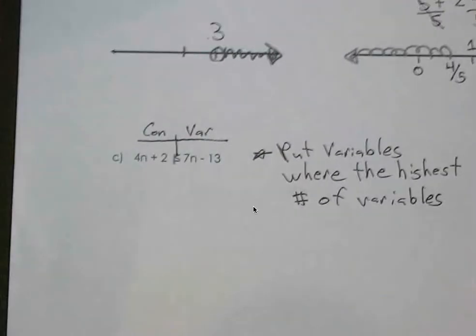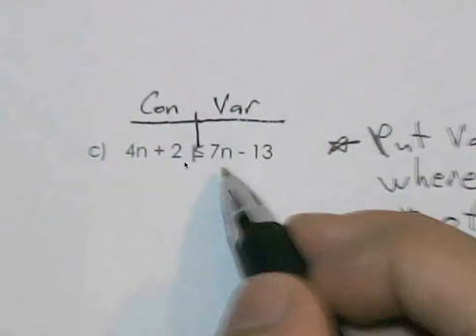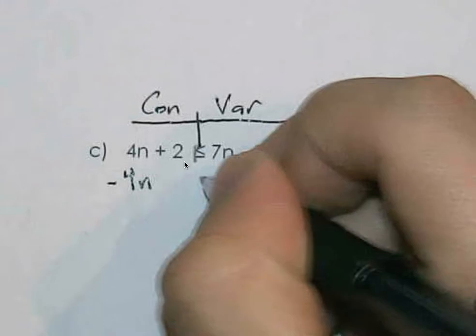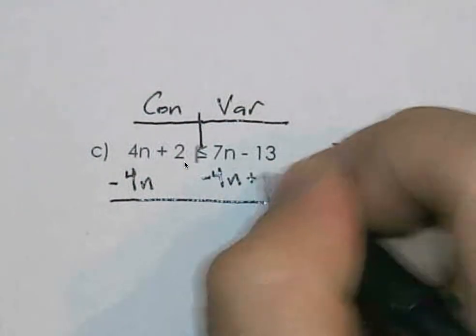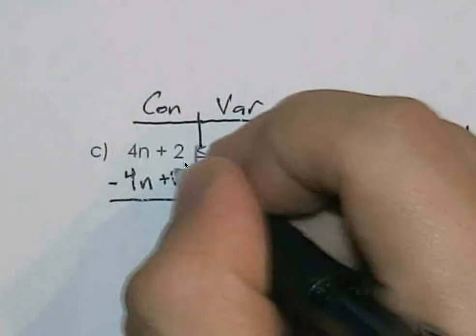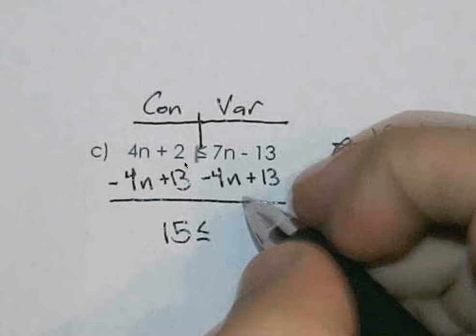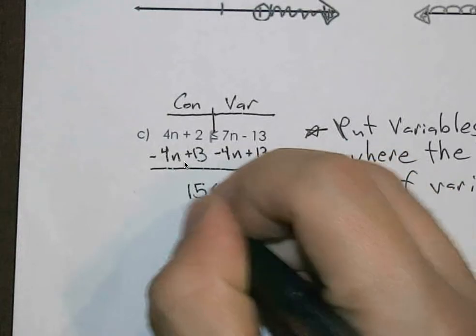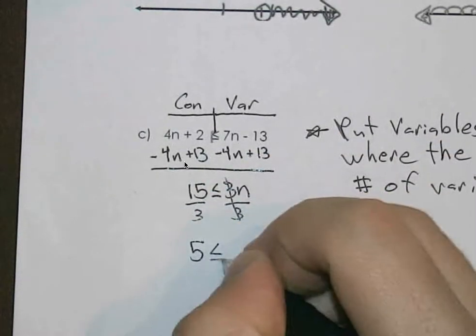So I'm going to knock this out all in one step. I'm trying to move 4n over here. I'm going to use subtraction because I want to think opposites. I then want to move the 13 over to the other side. 2 plus 13 gets you 15. This is less than or equal to 3n. We can then go about this using division on 3. 3 cancels. This is now 5 less than or equal to n.